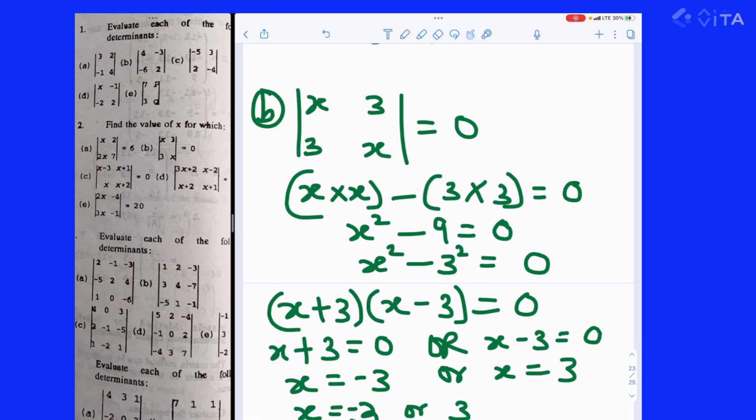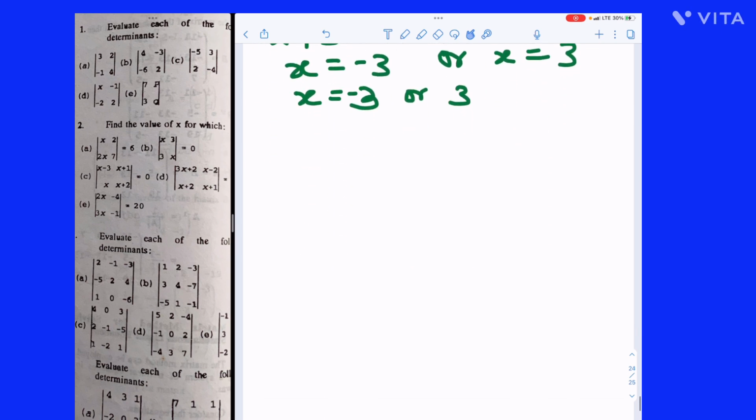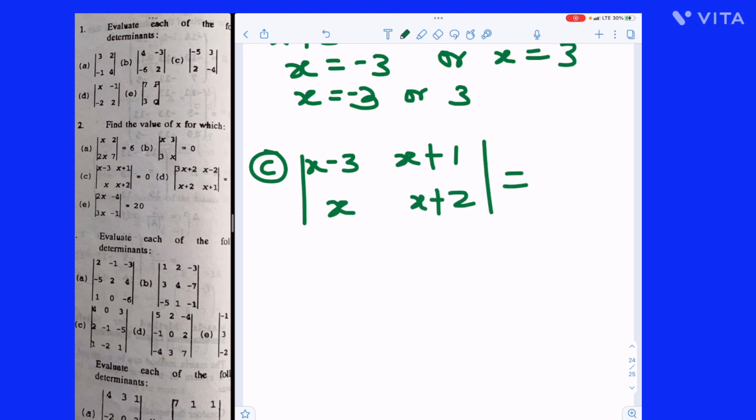Minus 3 or what? 3. Let's go to question C. In C, this is going to be a bit long. X minus 3, x plus 1, x plus 2. The determinant of this is equal to 0.